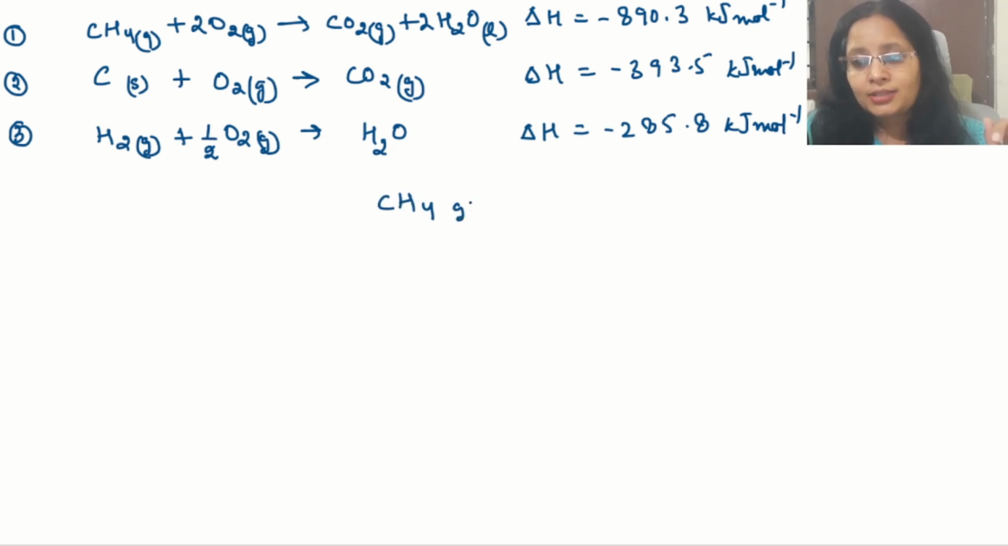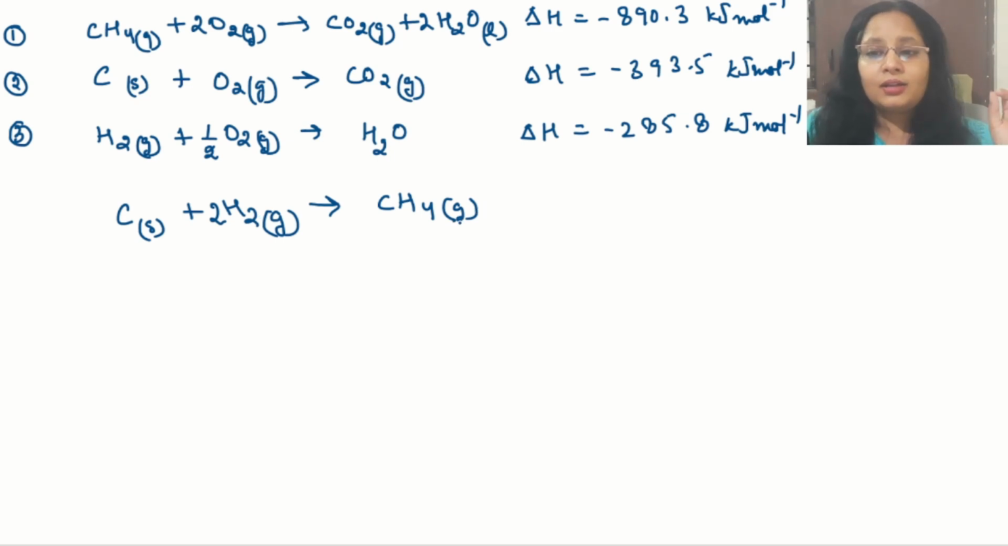CH4 gas, from their elements. Elements are carbon and hydrogen. Carbon, stable state is solid graphite, plus hydrogen, that is H2 gas. Now balance the reaction first. Correct. Now this is the reaction for the enthalpy of formation. Carbon plus 2H2, it gives CH4 methane gas, and we need to find the delta H for this reaction.